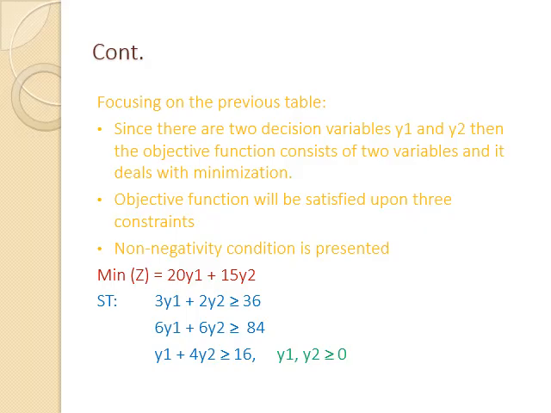Secondly, the objective function will be satisfied upon three constraints. What are those three constraints? Iodine, iron, and zinc. The non-negativity condition is presented.